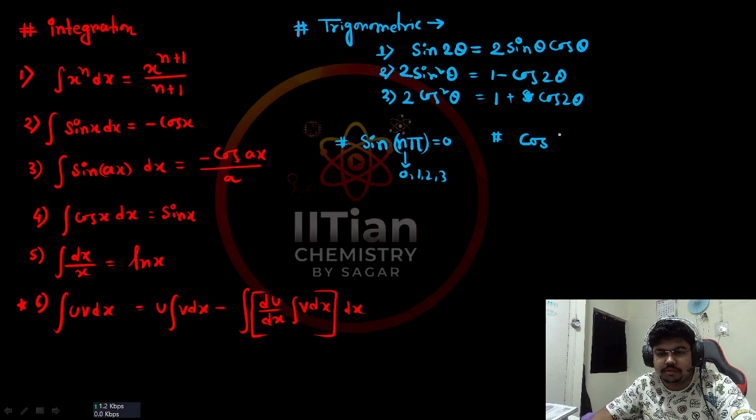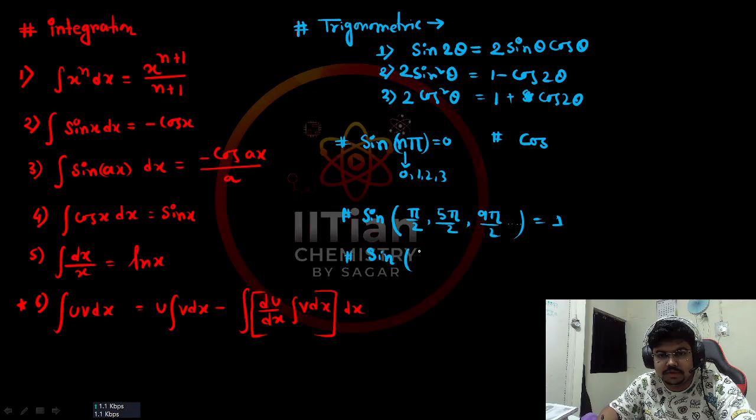Now sine, if it's pi by 2, 5 pi by 2, 9 pi by 2 and so on, sin pi by 2 equal to 1, sin 5 pi by 2 equal to 1, sin 9 pi by 2 equal to 1.